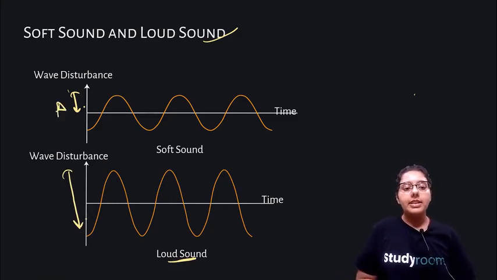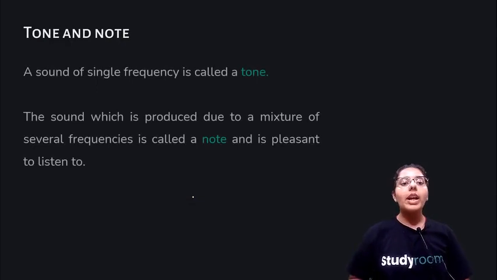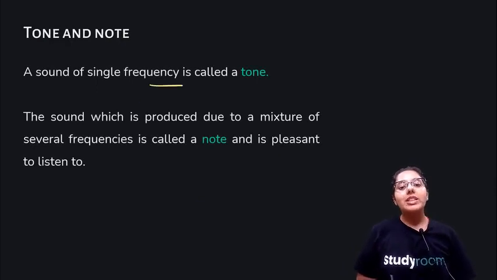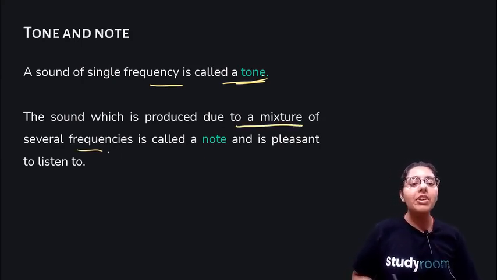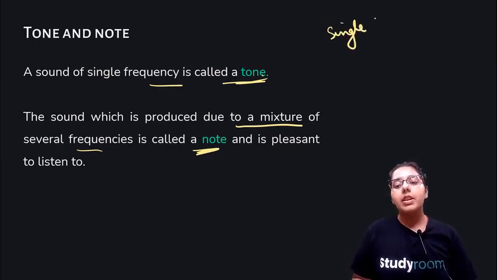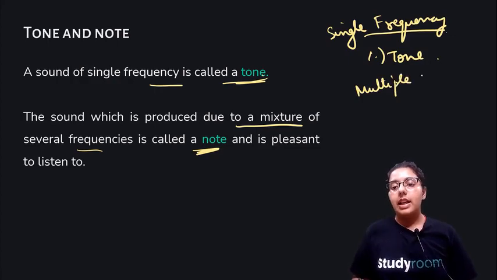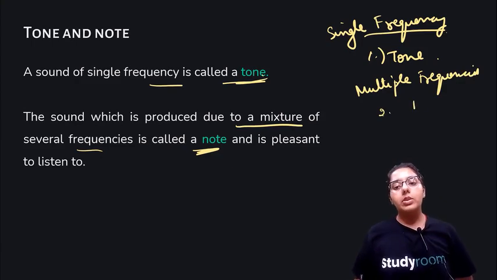Amplitude is lesser in soft sound, okay? You can just see. And amplitude is greater in loud sound. Tone and note. A sound of single frequency is called a tone, okay? The sound which is produced due to a mixture of several frequencies is called a note, okay? So if we are talking about a single frequency, that is, just one frequency, then it is your tone. And when we are talking about multiple frequencies, that is like your mixture of frequencies, right? We are talking about a note, okay?